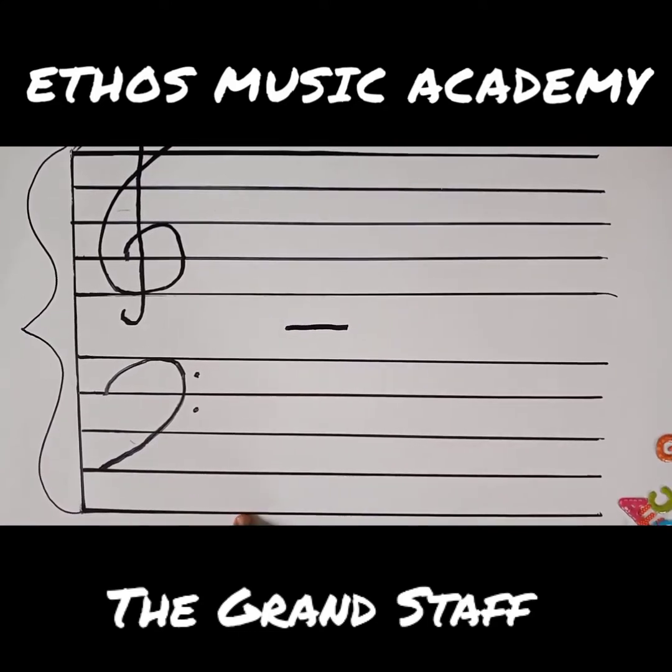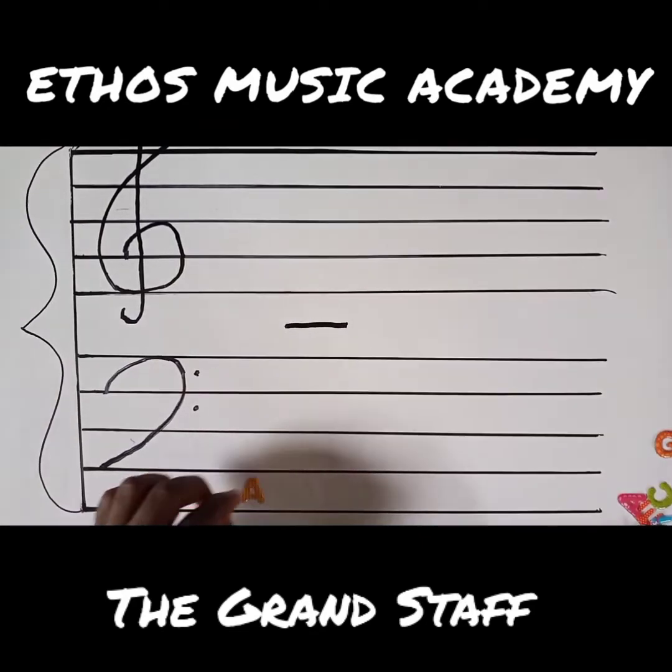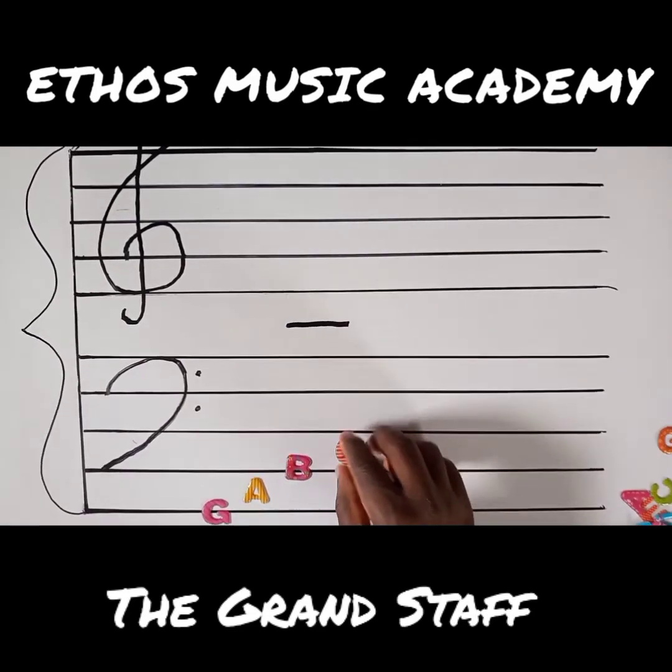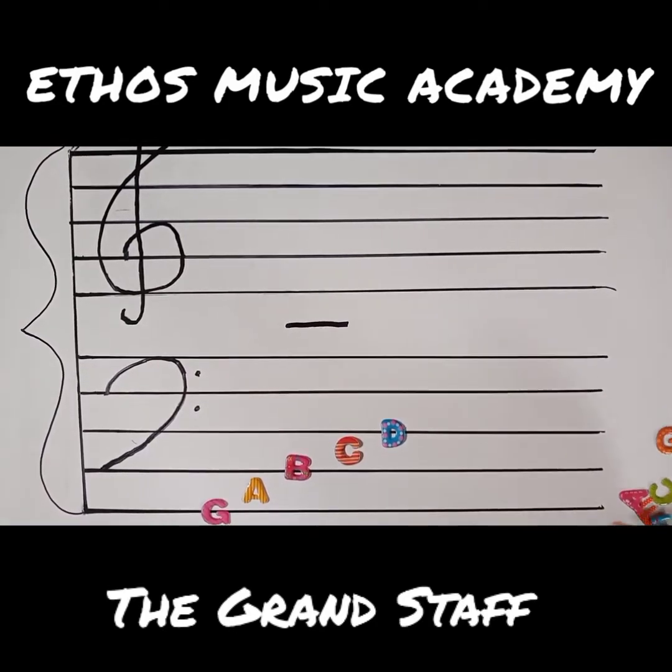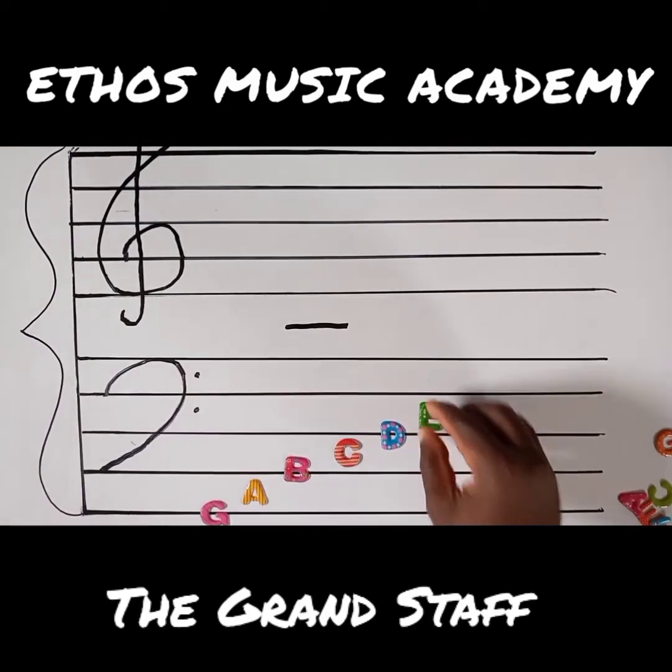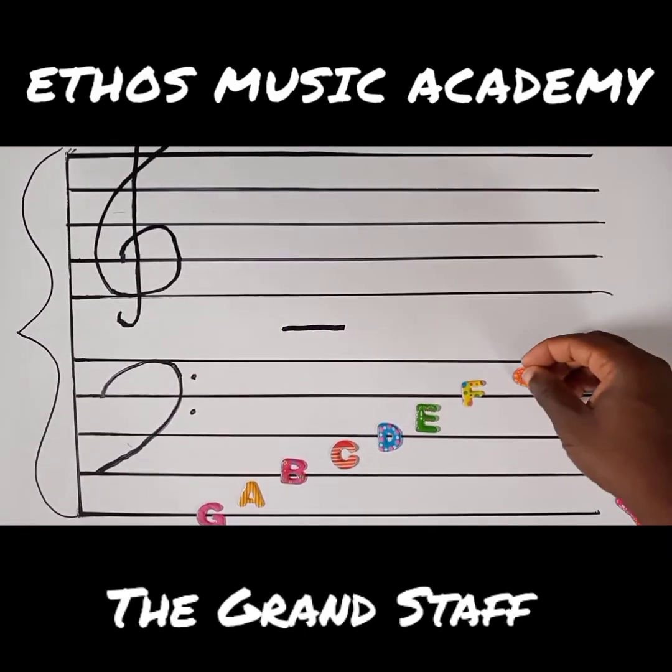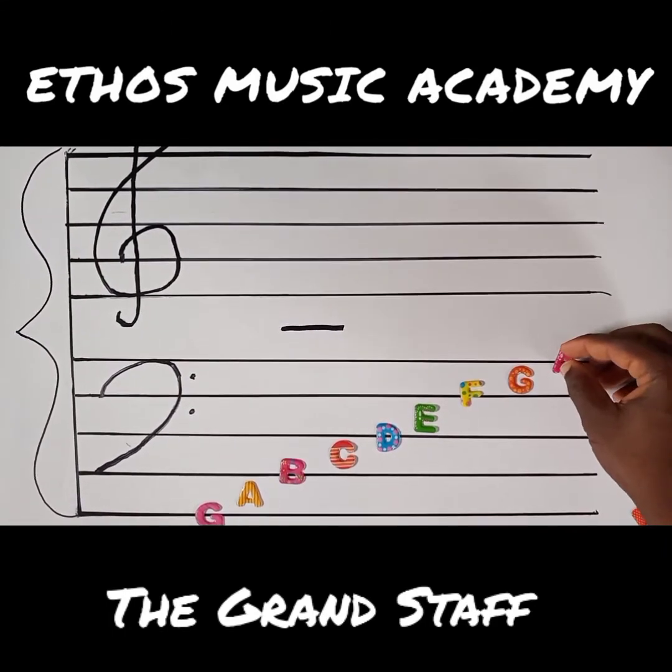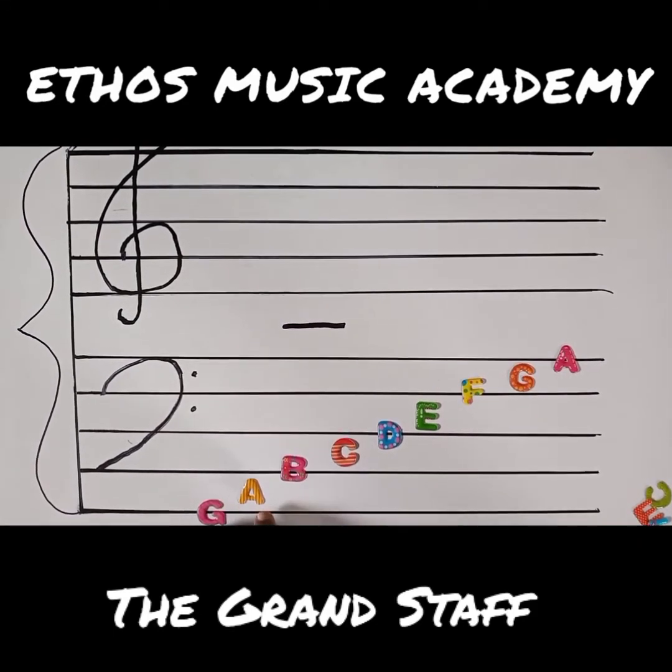Now, let's do the same thing with the bass. The lowest line, which is the first line, is G. The first space is A, and then the second line is B. The second space is C. Third line is D. The third space is E. The fourth line is F. The fourth space is G, and then the fifth line is A.